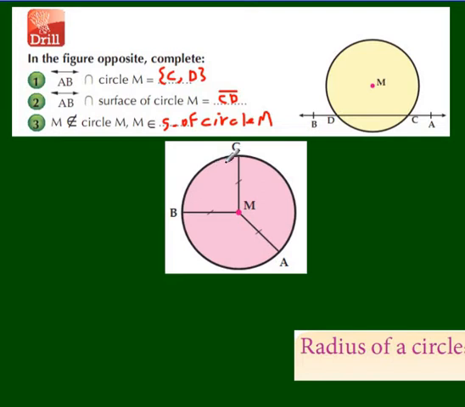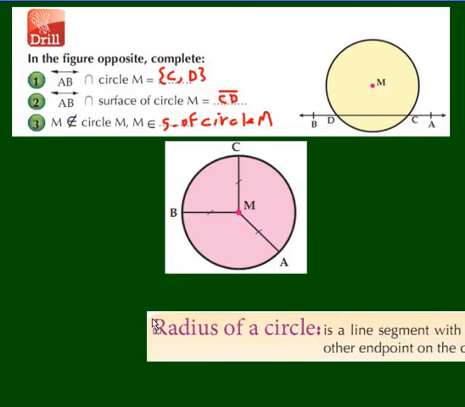Okay, look at this figure. This is circle M. Its center is point M. Line segment MA and line segment MB and line segment MC, each of them is called radius of the circle. All radii in the same circle are equal in length.